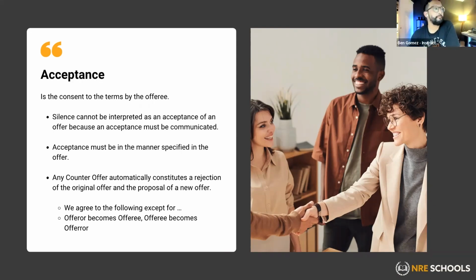Acceptance must be in the manner specified in the offer. And any of our purchase agreements, any of our contracts, all state that acceptance must be in writing. It has to be on a specific form in writing, given to the other party. Because once that other party receives it, that's day zero. That is the acceptance day. The next day is day one.